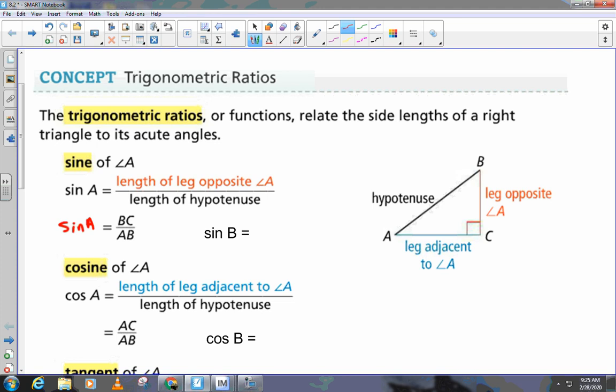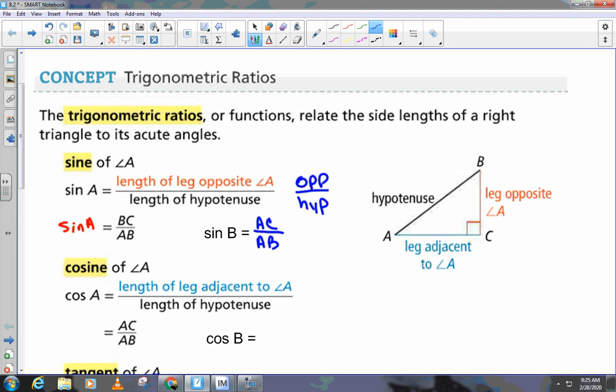I can also do it with the other acute angle, okay? If I wanted to do the sine of B, then that would be the opposite leg, which is AC, over the hypotenuse, which is AB. So we remember this as opposite over hypotenuse. That's our sine, opposite over hypotenuse.